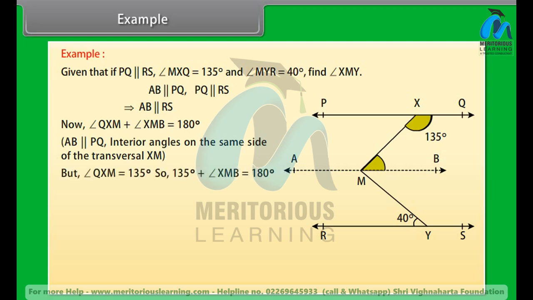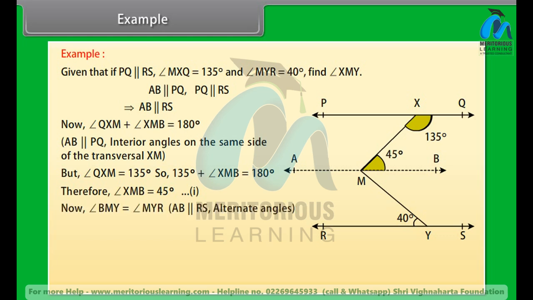But angle QXM is equal to 135 degrees, so 135 degrees plus angle XMB is equal to 180 degrees. Therefore, angle XMB is equal to 45 degrees. Mark it as 1. Now angle BMY is equal to angle MYR because AB is parallel to RS, so these are alternate angles. Therefore, angle BMY is 40 degrees.